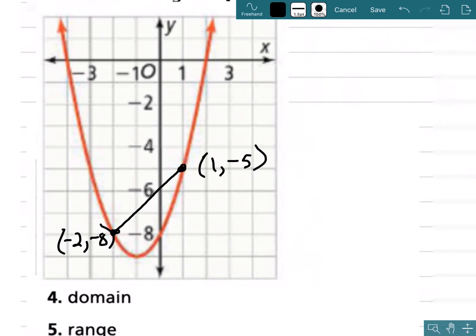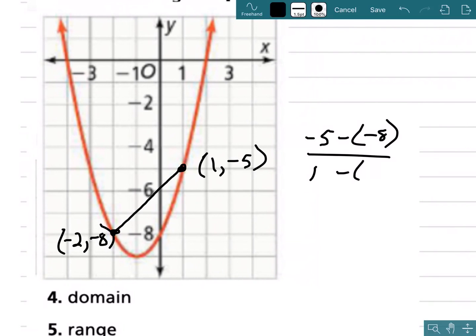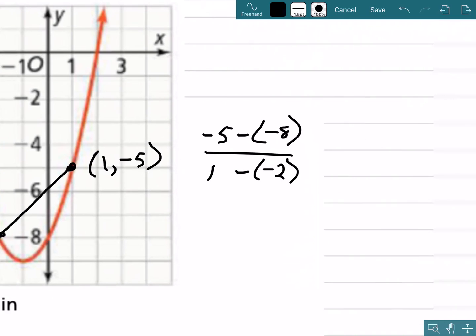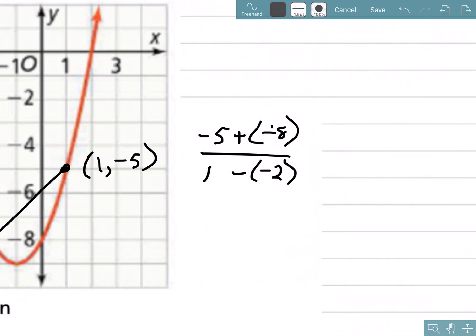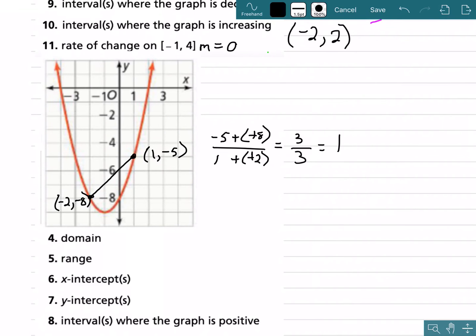And I can use my slope formula, right? -5 minus -8 over 1 minus -2. Now careful here, minus a negative becomes plus a positive. So -5 plus 8 is 3. Minus negative becomes plus a positive. 1 plus 2 is 3. 3 divided by 3 is 1. So my rate of change is 1 here.